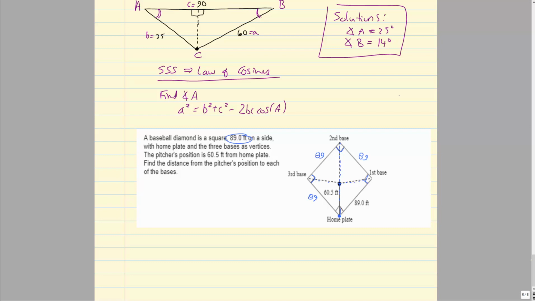So what we want to do is find this distance from second base to home plate. So this is the triangle that I'm looking at right here. So this is a 45-degree angle, this is a 45-degree angle because remember they were bisected, and this is a 90-degree angle, and that's shown right here. This is 89 and 89, which totally makes sense because I have two equal angles, I have two equal sides. And so what I want to do is I want to find this distance.